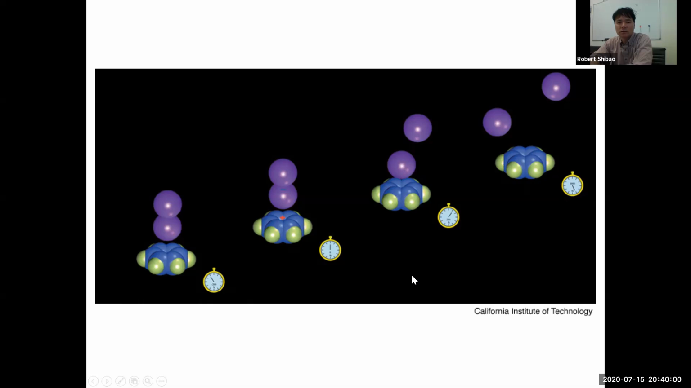Picoseconds is too slow. Some of these reactions, 1 picosecond later, it's already done. You missed all the action.